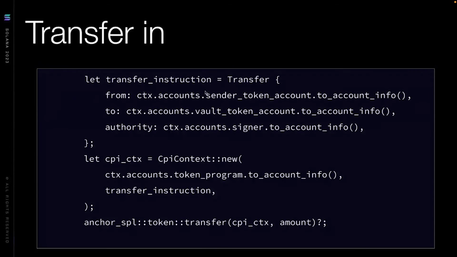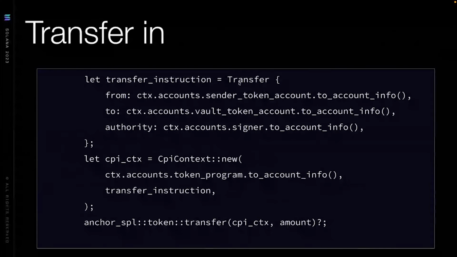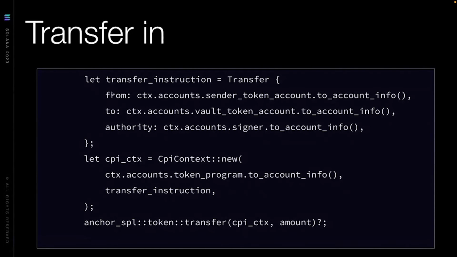So to transfer in, you have the transfer instruction, the same as the SOL transfer earlier. You create a new CPI context with the token program and the transfer instruction. So you have from account to account. And this time you also need to add the authority for the from account, because otherwise you can't transfer the tokens out of this account. And then you call the Anchor SPL token, it's actually the token program transfer, with the CPI context and the amount. So this would be 1,000 tokens, for example. Then you would need to put in 1,000 times 10 to the power of the decimals of the token as the amount in here.